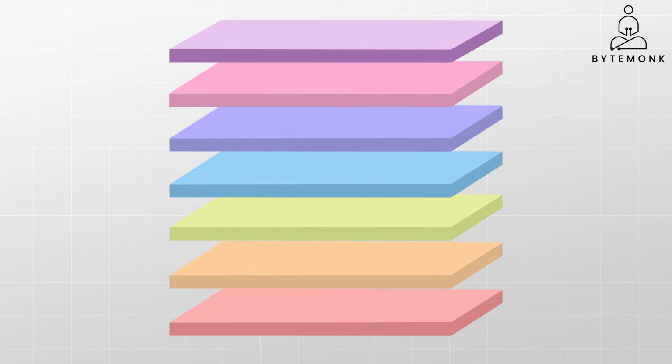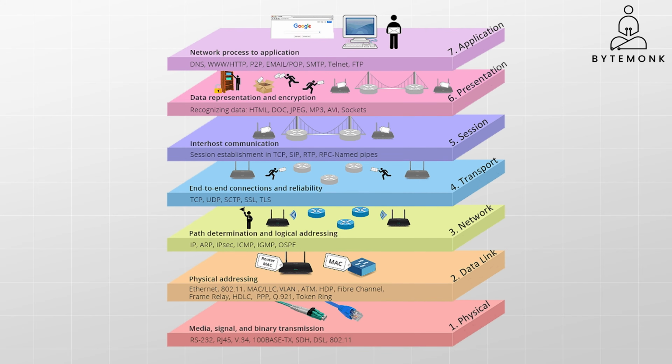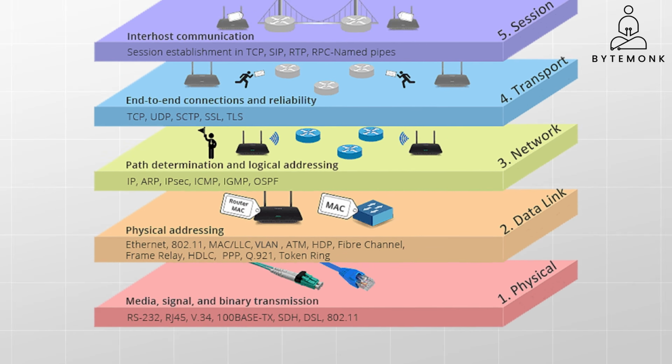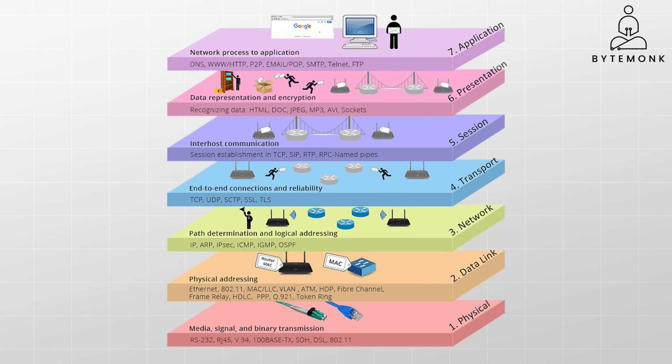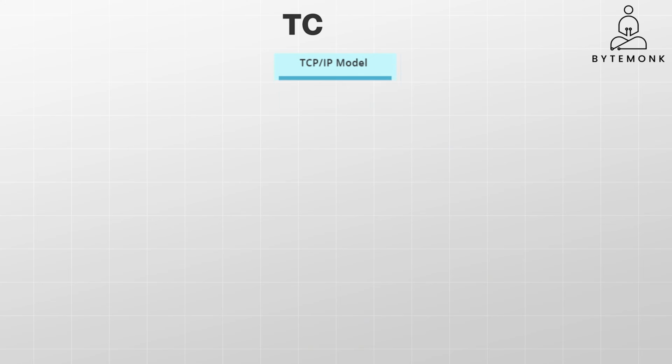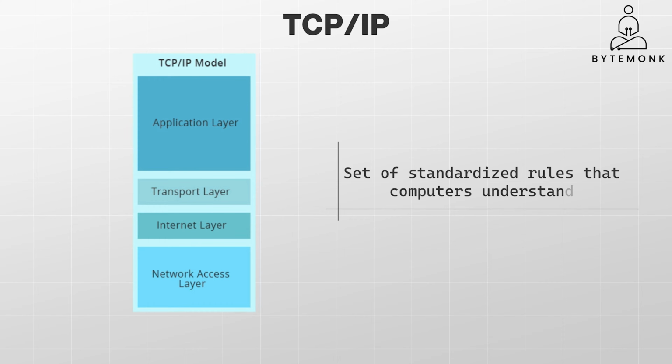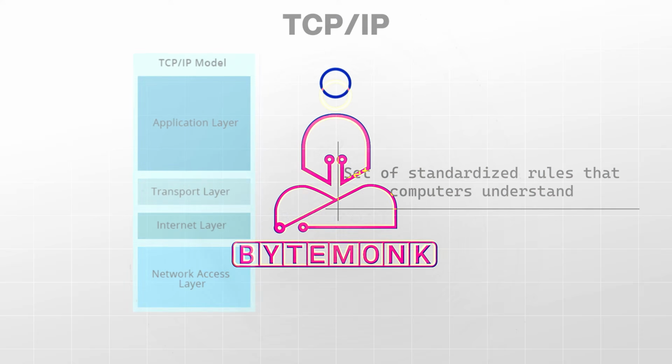The OSI model is a simplified way to understand a complex process of how data travels by breaking it down into 7 steps. It's a great tool for anyone who wants to know how the internet or any network really works. TCP/IP, on the other hand, is a set of standardized rules that computers understand when talking on the internet. Think of it like a language everyone uses to communicate so that machines can understand each other, regardless of where they are or what type of computer they are using.